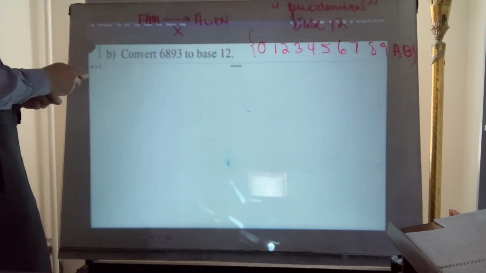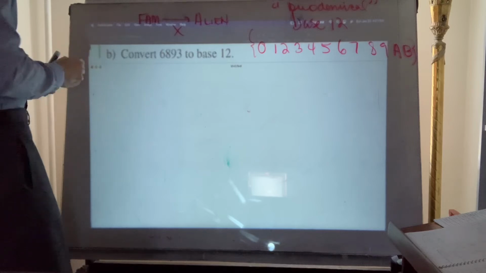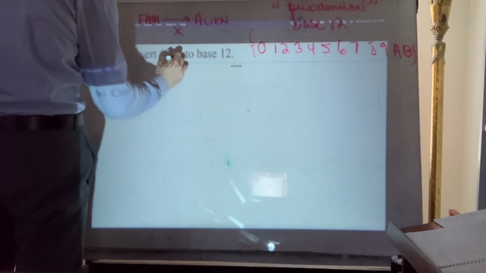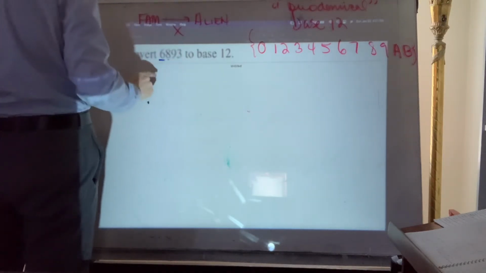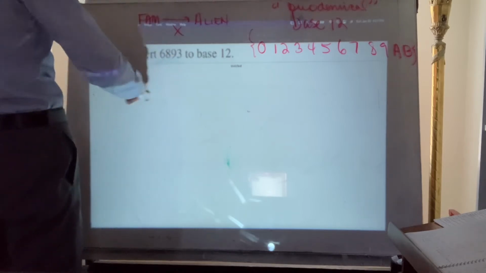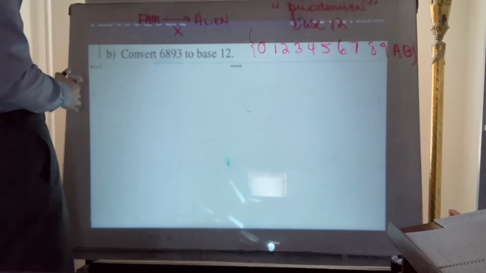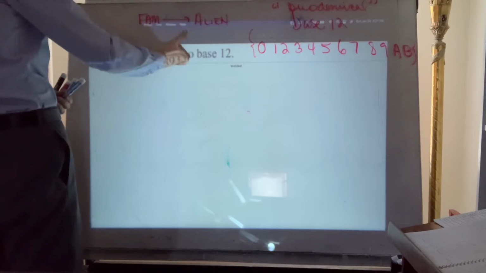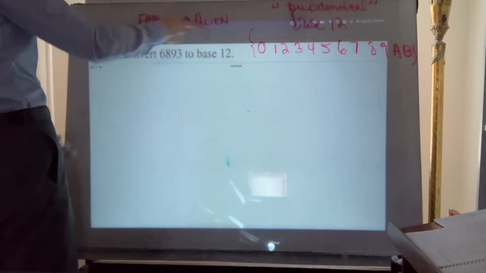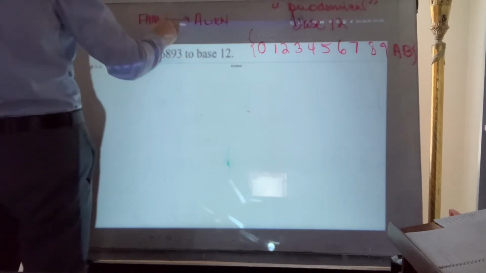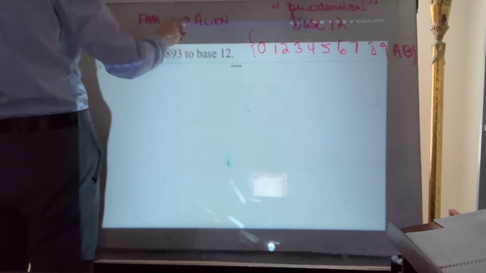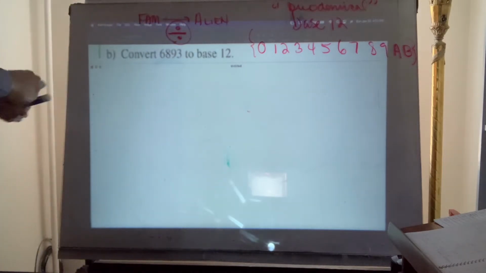The position value, well, how many digits are there? 1, 2, 3, 4. What am I doing? I have to correct myself. When we go from familiar to alien, we are dividing. Sorry. So, let's establish the position values.